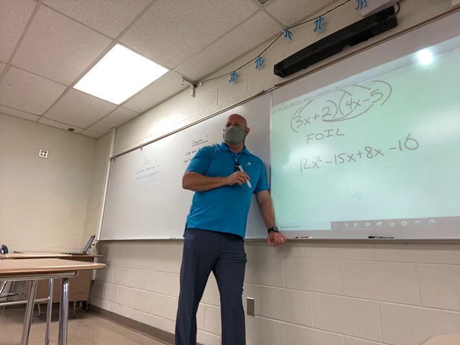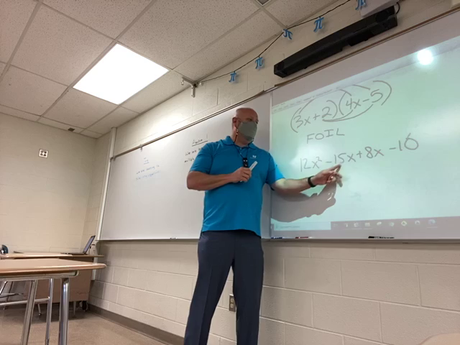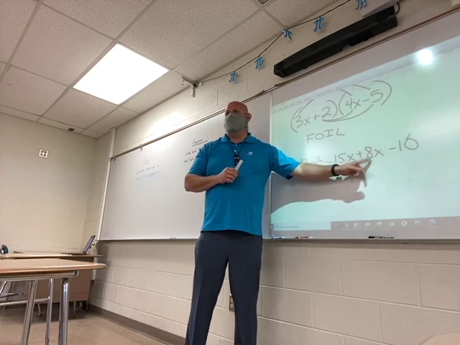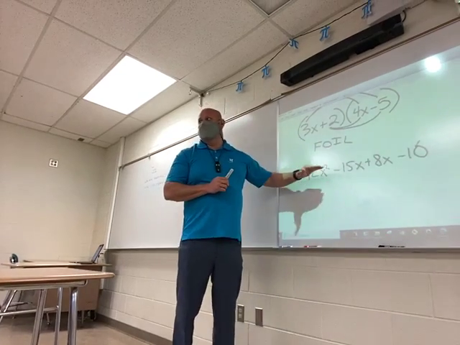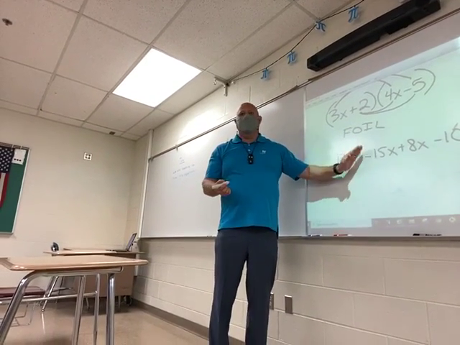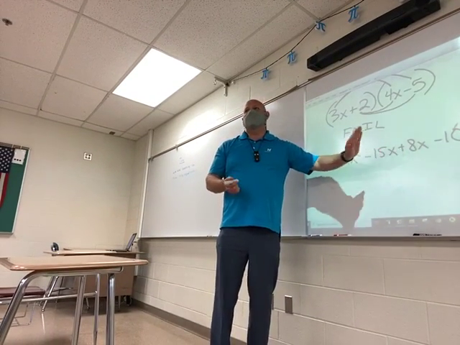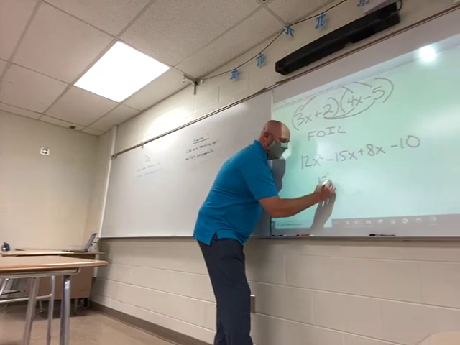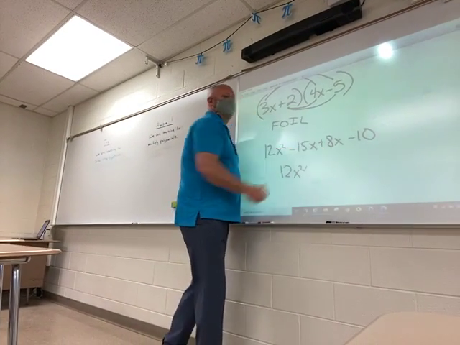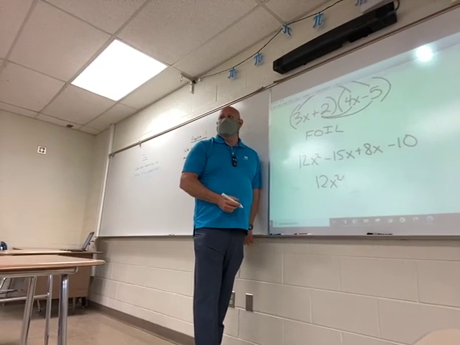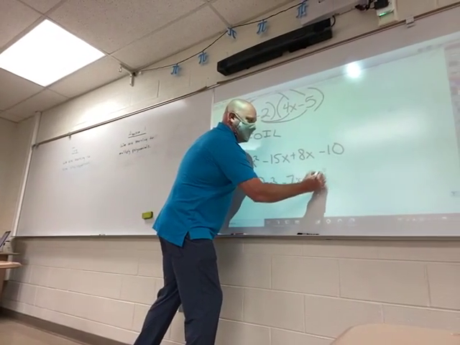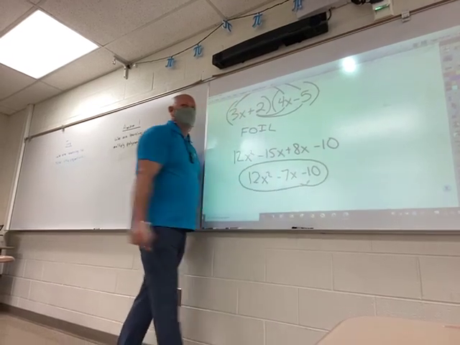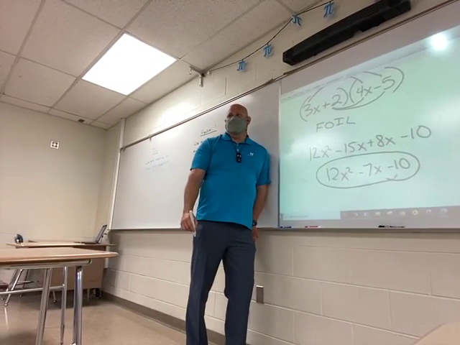You're typically never going to be done at this point, because you're typically going to be able to combine your middle terms. The first and the last terms generally are not going to have something to combine, but generally speaking, your middle two terms will be able to combine. So what's negative 15x plus 8x going to combine to make? Negative 7x. And that would be your answer. Okay?